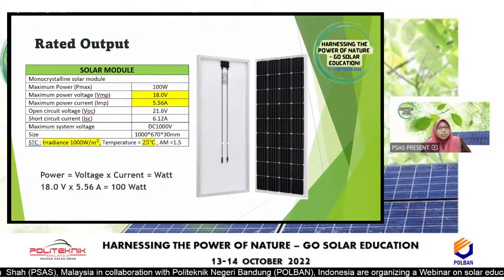In this rated output, what is important is the power voltage and power current. From these we can know the maximum power of the solar panel, which is 100 watts. The calculation is power equals voltage times current: 18 volts times 5.56 amperes, which is 100.05 watts, so equivalent to 100 watts.